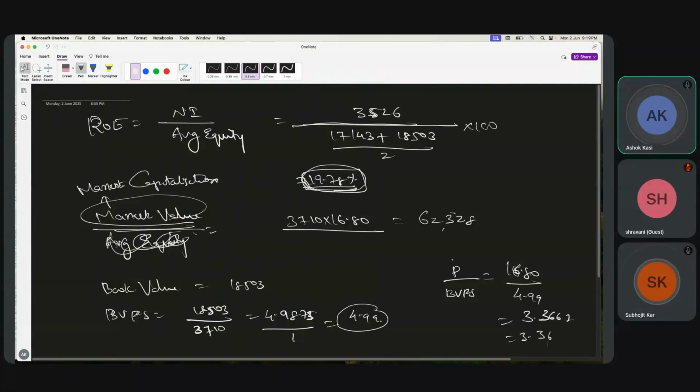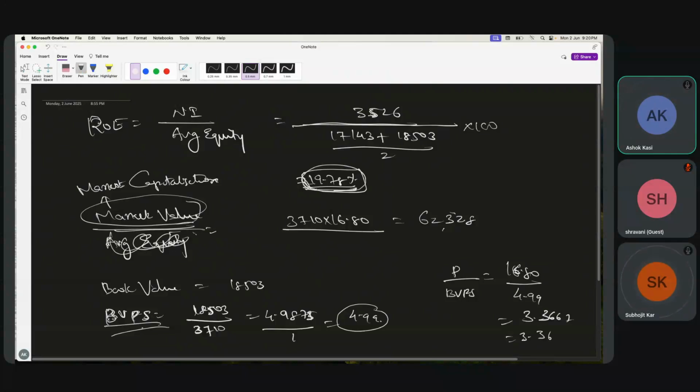The interpretation of all these things is, what do you mean by book value per share? What do you mean by market capitalization? Market capitalization means the value valued by the market. That means at what price the market has valued per share. That's what you get to know in market value or market capitalization.